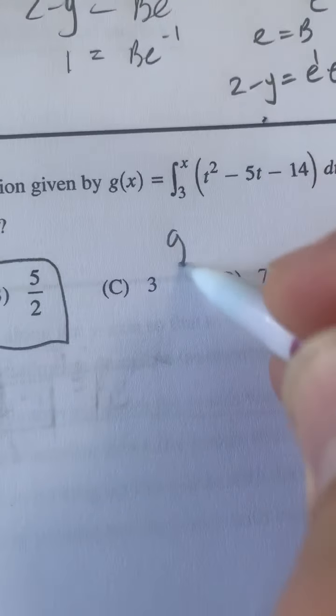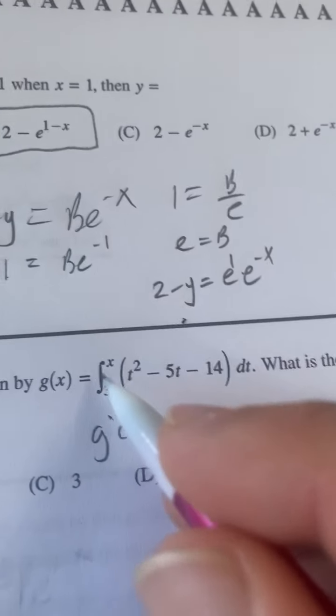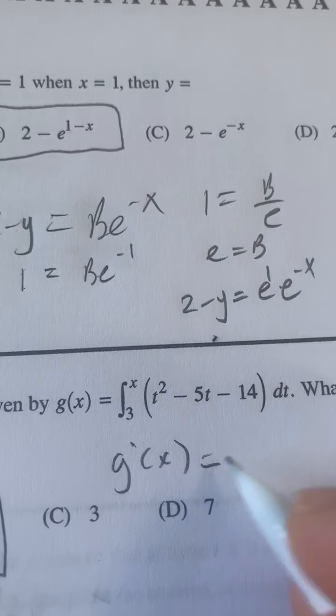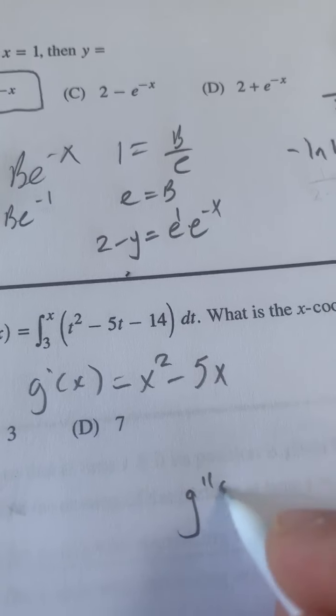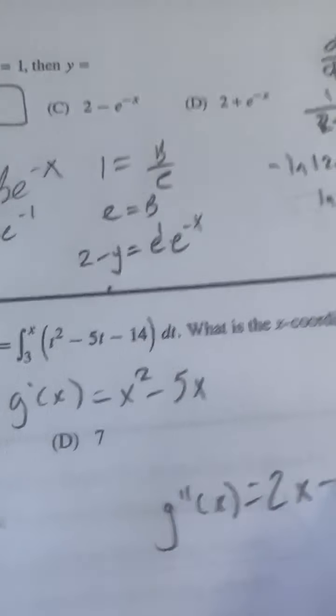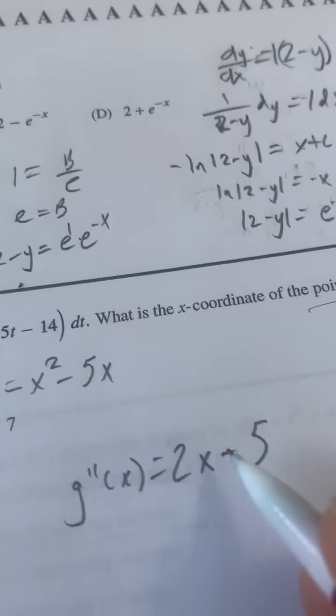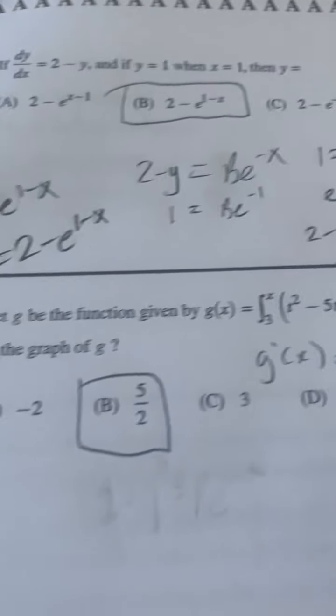So first, G prime of x. If you take the derivative of an integral, this is where this x just replaces t. So I get x squared minus 5x. So G double prime of x will equal 2x minus 5. This is a line. It crosses the x-axis one time. That's at 5/2. So I get B.